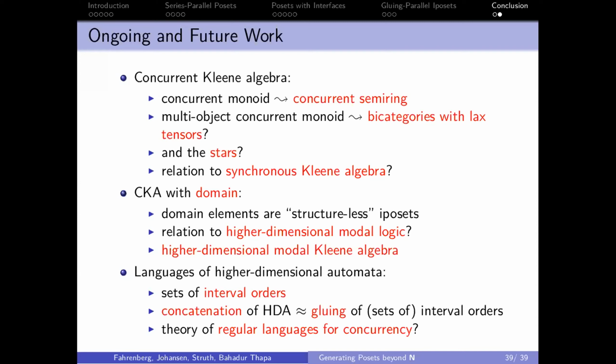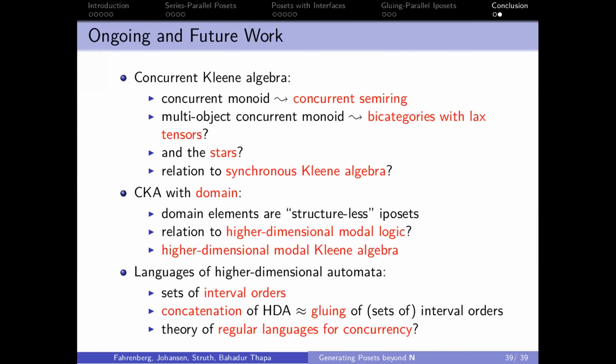We have an obvious notion of domain where the domain elements are structureless posets. So sets of those, you can complement them, they are sub-identities, and this embeds nicely into the notion of semirings with anti-domains and semirings with domains. Once you have this, you can do modal constructions. So you can do some modal logic inside your concurrent linear algebra with domain.